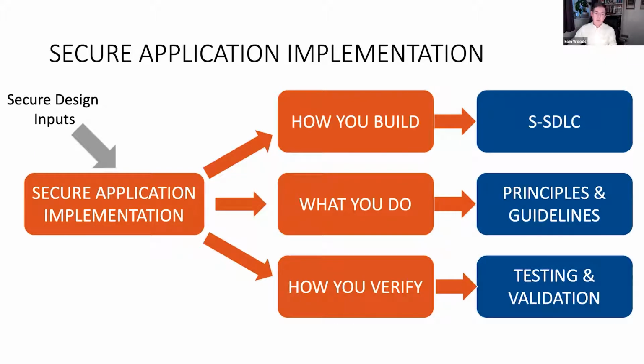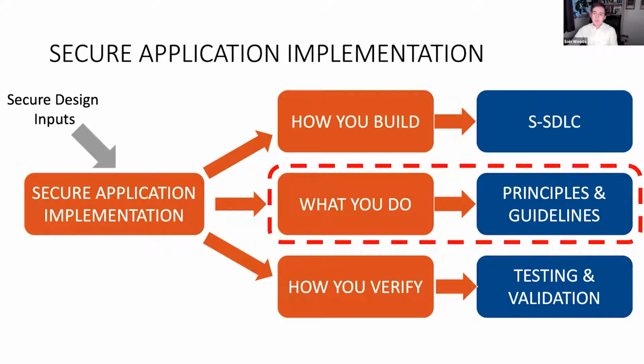Secure application implementation is all about taking some inputs into the process from the design process, so we know how to design a system securely, but then as we build our application, working out how we are going to build it in such a way that it's got a fair chance of being secure. What are we actually going to do when we're doing implementation in order to achieve security? And how do we check that we actually are going to build and are building a secure system? We're mainly going to focus on what you do in this talk, with a little bit of how you build the secure software development lifecycle. We're not really going to talk about testing and validation. There just isn't enough time.